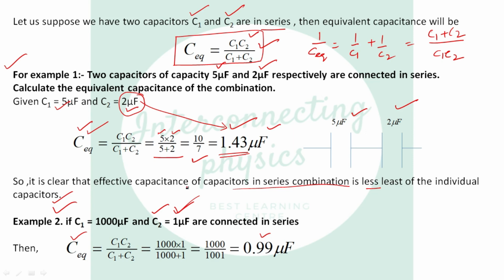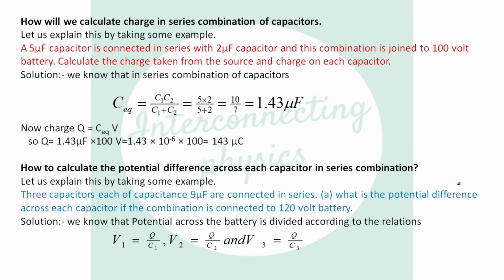So if you have 3 or 4 capacitors in series, one is 2000 microfarad, another is 1000 microfarad, then 500 microfarad, and the fourth is 2 microfarad, the equivalent value will be less than 2 microfarad. Is that clear? Okay, now let's move further.